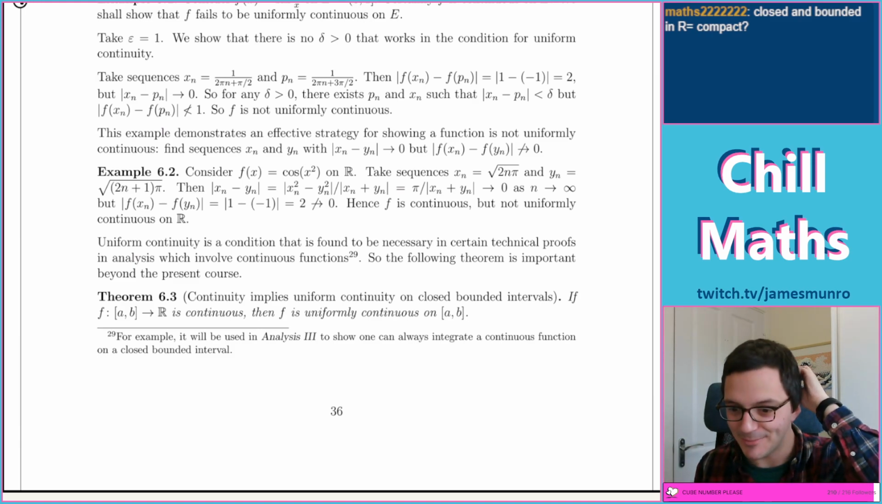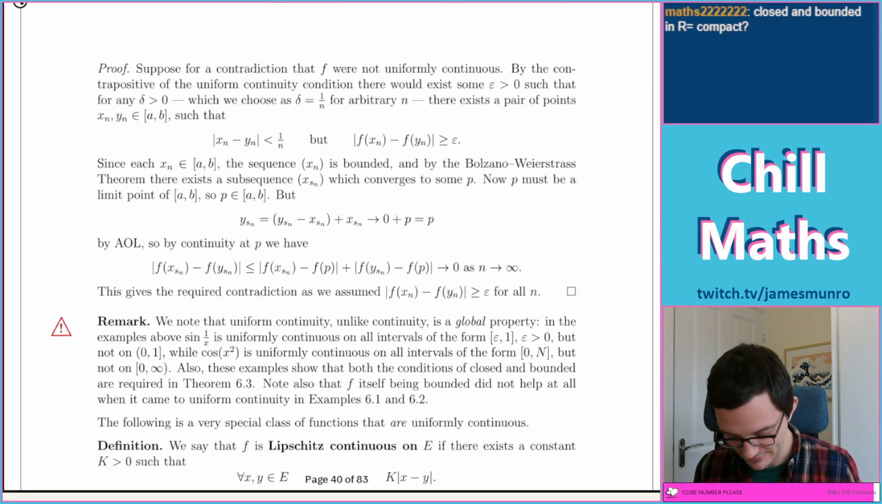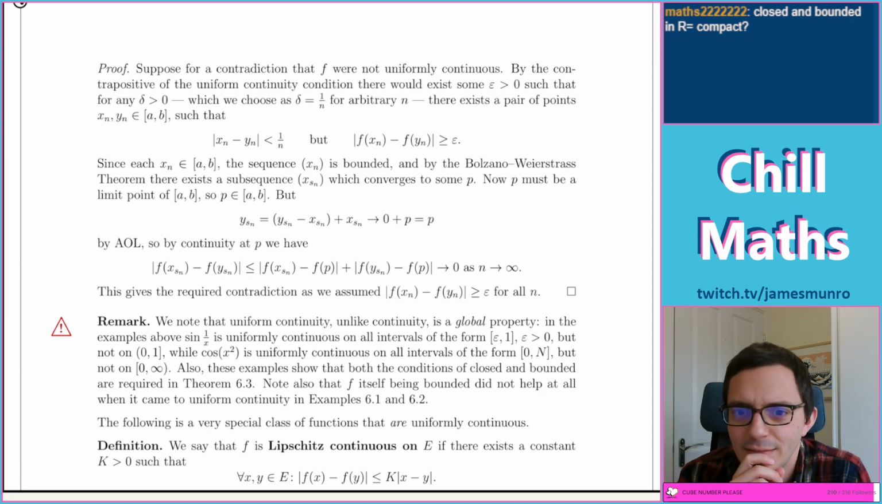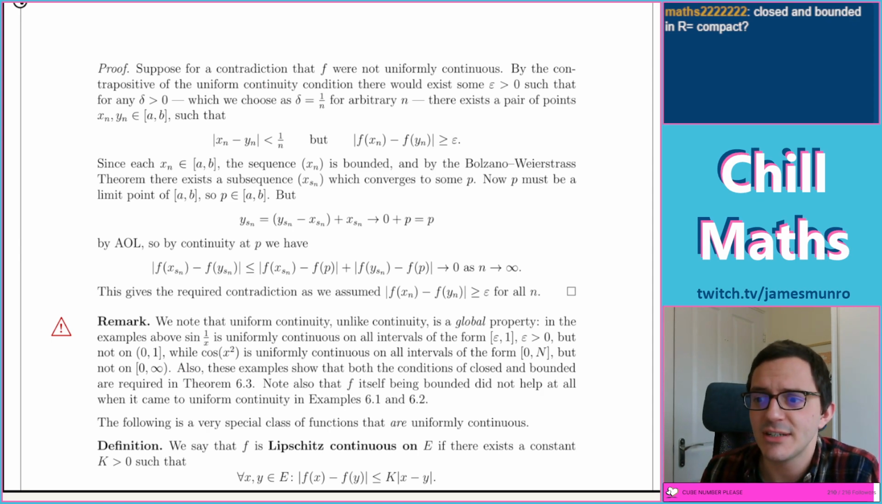Let's find out what words I'm supposed to say on page 30, 7 or maybe 40, depending on how you're counting. Right, okay, so there exists epsilon greater than 0 such that for any delta greater than 0, we'll choose delta as 1 over n, make a pair of sequences. Hooray, that's what I thought. Such that the points are getting really close together, but the values are always large.